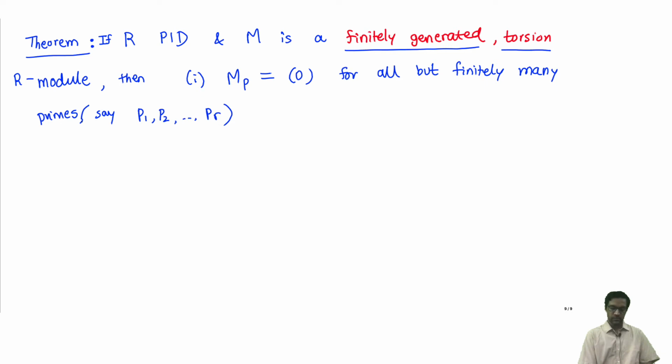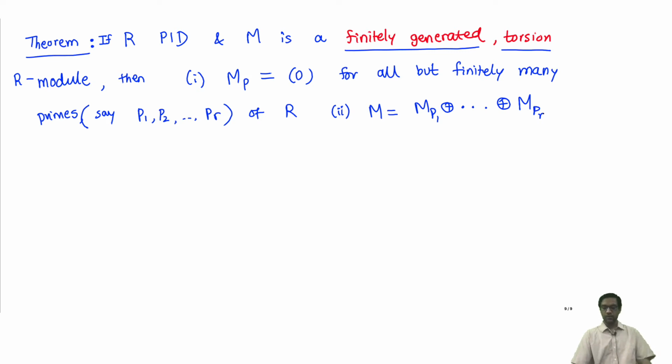So I'll just give the primes a name of R. Okay, so MP1, MP2, ..., MPR are the only ones which are non-zero, and property 2 says M is actually the direct sum of these MPIs. You take the non-zero primary components, whichever primes give you non-zero answers, and the direct sum of those primary components is actually the whole module M.